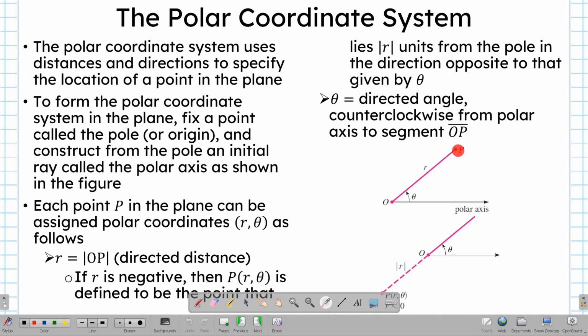So the length of line segment OP would be this numerical value that's the first coordinate in your polar coordinates. If r is negative, then P with coordinates r, theta is defined to be the point that lies |r| units opposite. So if r is negative, it is over here. Later on, we're going to have a specific example for that. Theta, the second coordinate in polar coordinates, gives us an angle counterclockwise from the polar axis, just like an angle in standard position in trigonometry.